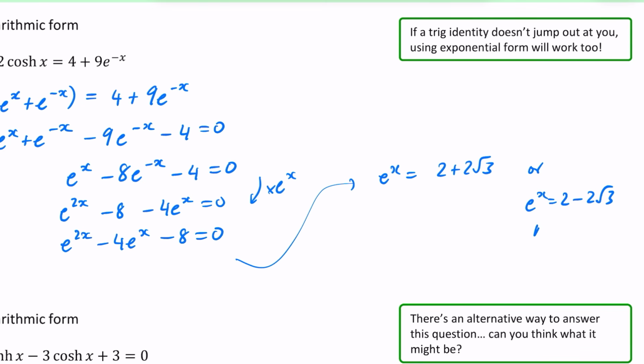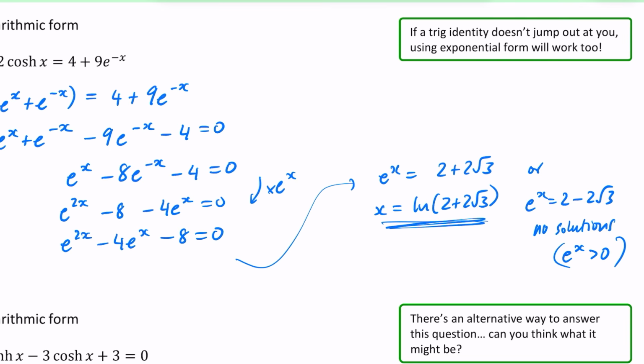However, this one has no solutions. And you'll see on your calculator, 2 minus 2 root 3 is negative 1.464, something like that. And e to the x is always greater than 1. So actually, sorry, e to the x is always greater than 0. And that's the reason that there are no solutions for this. So x is therefore the ln of 2 plus 2 root 3. And this is the only solution that we have to this equation.